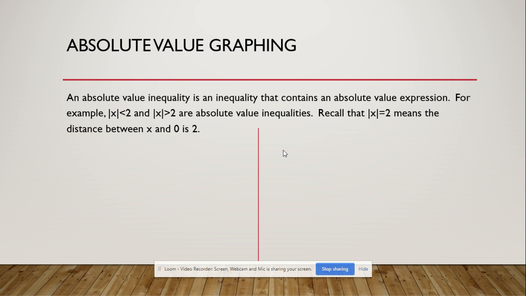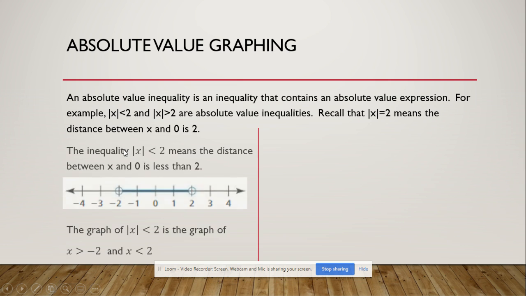from 0. So this statement right here, absolute value of x equals 2, means that we're saying there's a number that is 2 away from 0. Well, that could actually be two different numbers, either -2 or +2. So this means the distance between x and 0 is 2. Now that can either go in the positive direction or the negative direction. X has two different answers there.